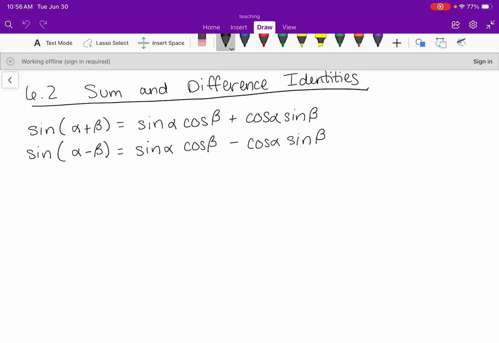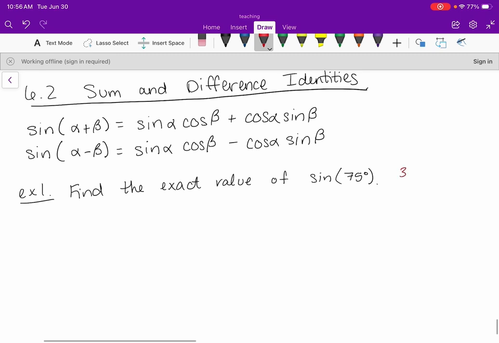So let me show you, we'll just jump into an example of one of the uses for something like this. So example 1, I'll say find the exact value of sine 75 degrees. So the main issue here is when we're looking for exact values. That's like the table information and unit circle stuff.